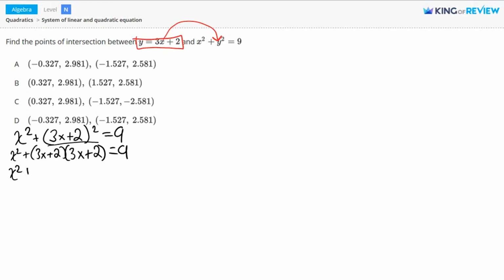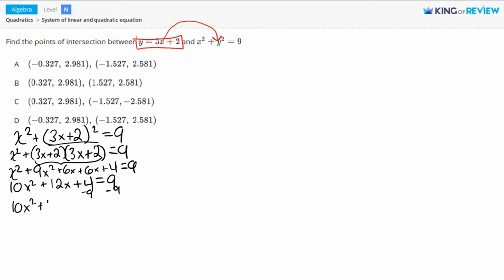I now have x squared plus, and I'll use FOIL to multiply this portion out, 9x squared plus 6x plus 6x plus 4 equals 9. Now let's combine like terms. 10x squared plus 12x plus 4 equals 9. I want to get a 0 on one side of the equation, so let's move the 9 over to the left. I subtract 9 on both sides. Now I have 10x squared plus 12x minus 5 equals 0.